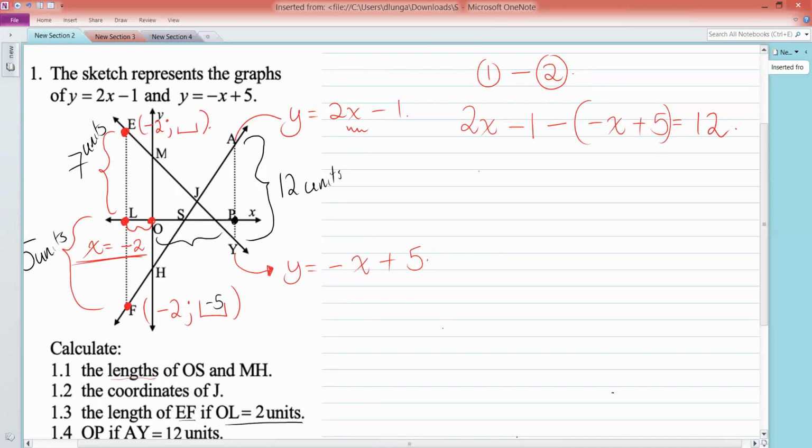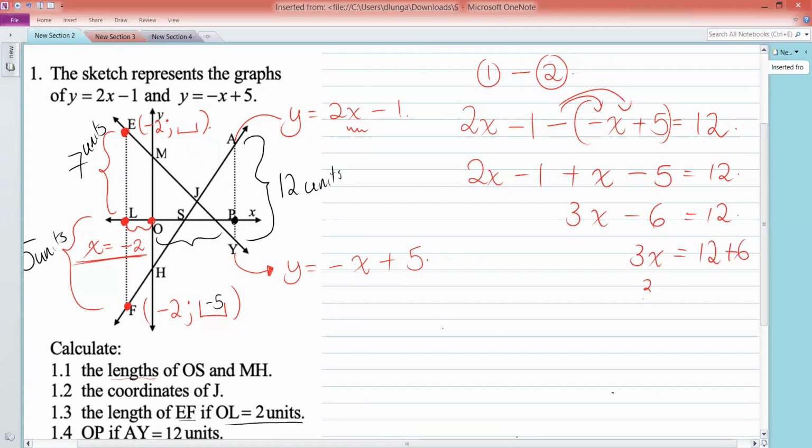So 2x minus 1, we distribute that negative sign into the brackets. Positive x minus 5 equals 12. Group like terms: 3x minus 6 is equal to 12. 12 plus 6, so 3x here is equal to 18. Therefore, if I divide both sides by 3, my x value is equal to 6. That would then mean the distance from O to P is 6 units.